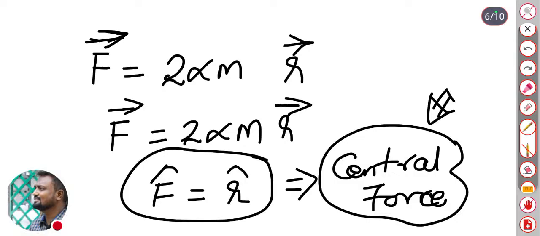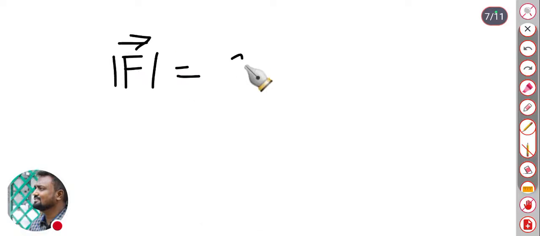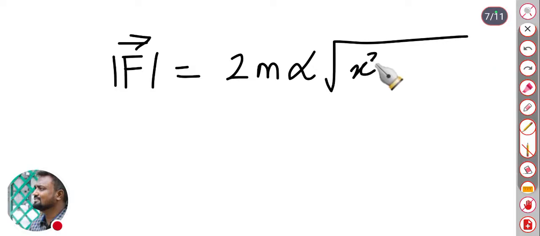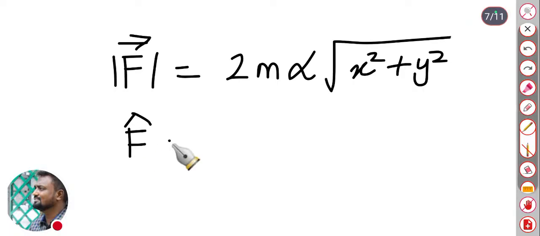Okay, fine. So the magnitude of the force would be 2m alpha times the root of x square plus y square. So this is the magnitude of the force. Okay, and the direction of the force is F cap is equal to r cap.